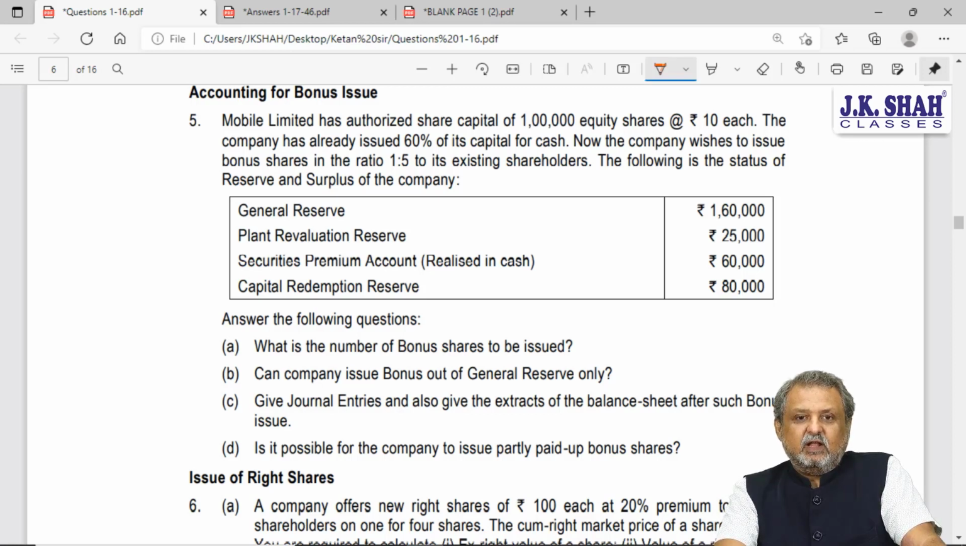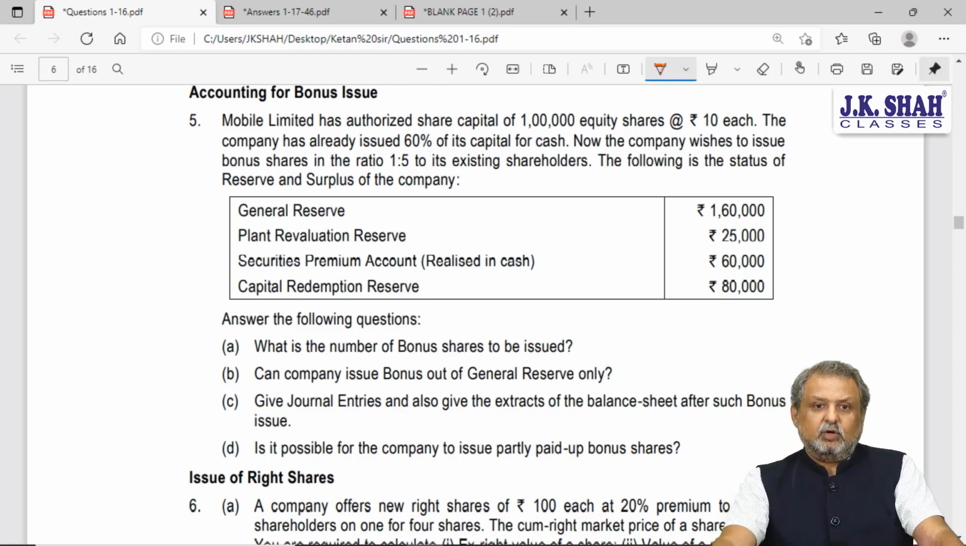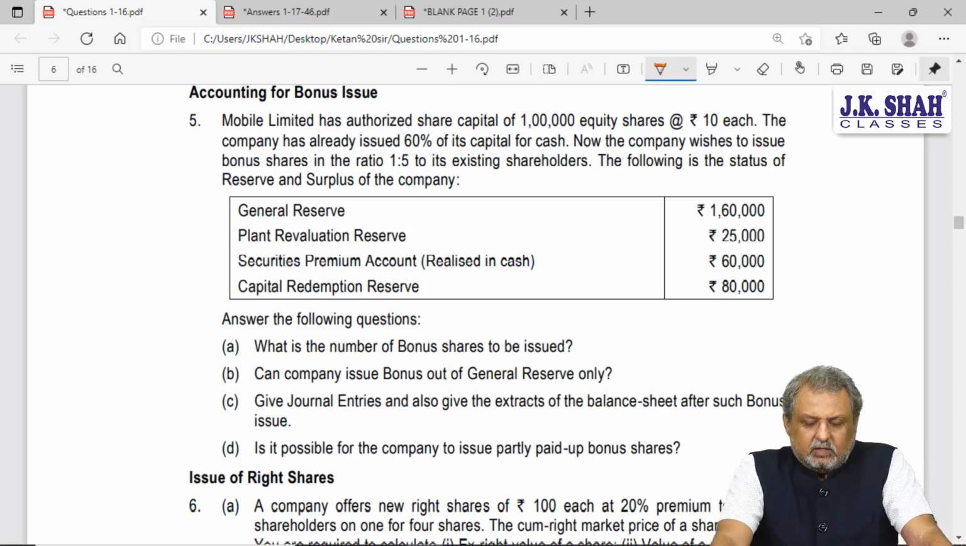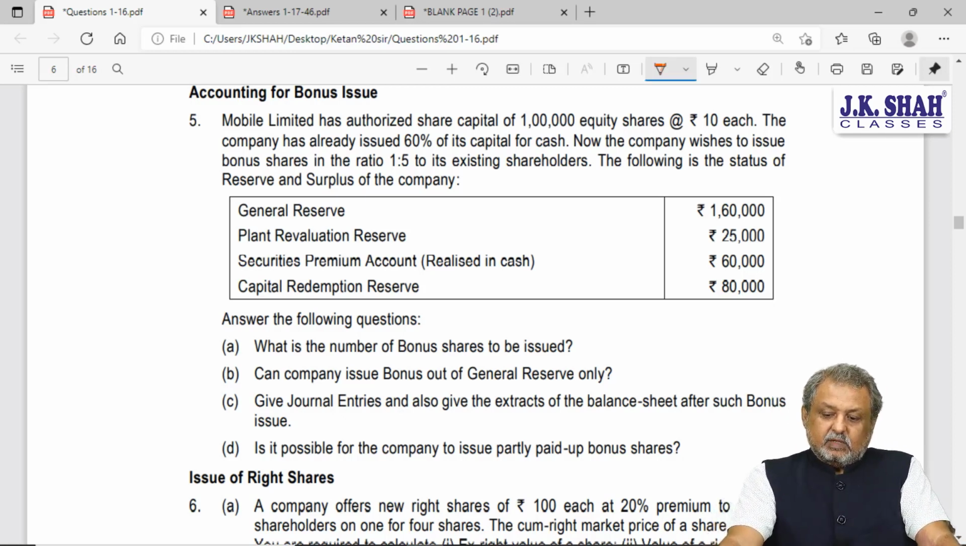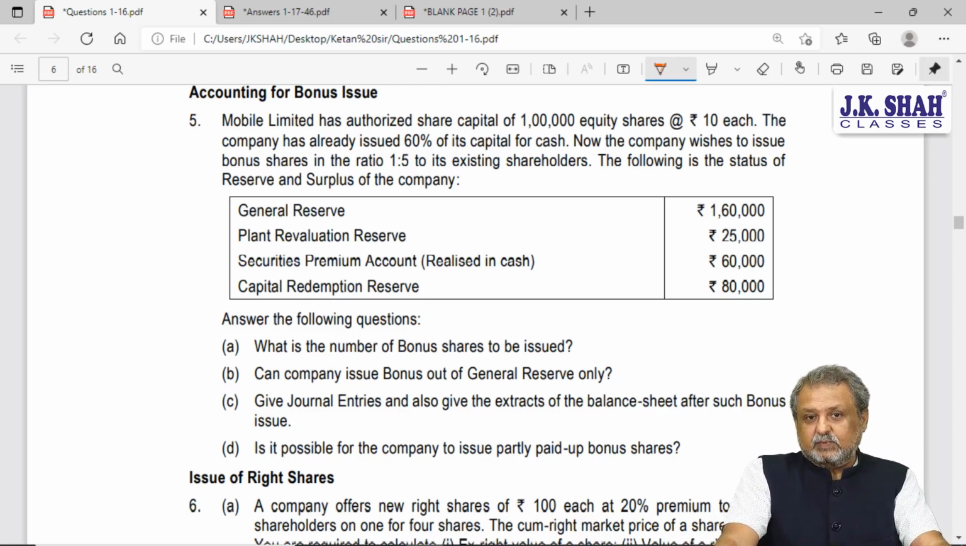Plant revaluation reserve is given as 25,000. But remember, plant revaluation reserve is not a real reserve at all. That should not be used. Securities premium realized in cash: as per SEBI guidelines, whatever profit is realized in cash, you can use it.